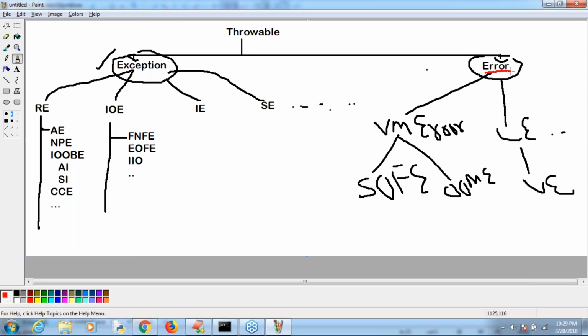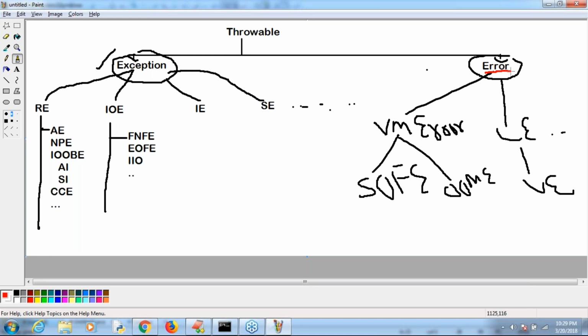Error means recoverable or non-recoverable? Non-recoverable, because it is not a programmer mistake. It is the lack of system resources. If the memory is not there, what can I do being a programmer? If the JVM crashed, what can I do? It is not my mistake. That's why the compiler is never going to ask, hey programmer, if OutOfMemoryError is coming, how can you handle it? Hey programmer, if StackOverflowError is coming, how can you handle it?